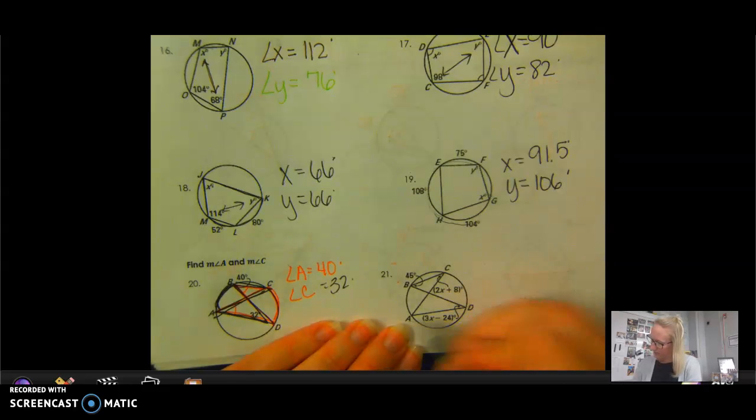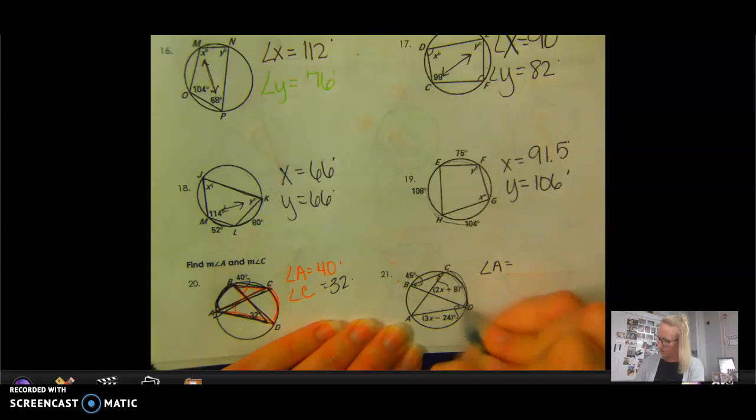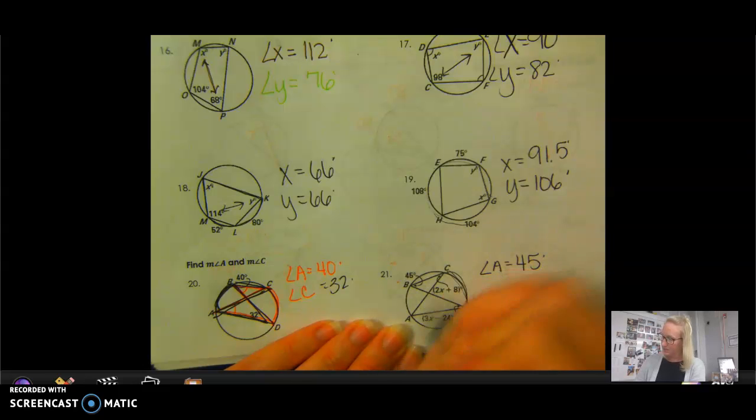On this one, angle A is equal to this arc, but angle B is also equal to that arc, so they're going to be equal measurements, so that's 45 degrees. Then angle C opens up to this arc, and angle D opens up to that same arc, so those two are going to be equal.